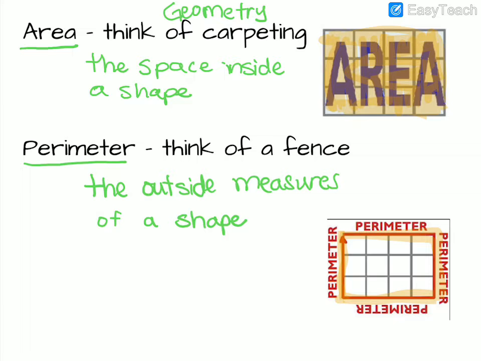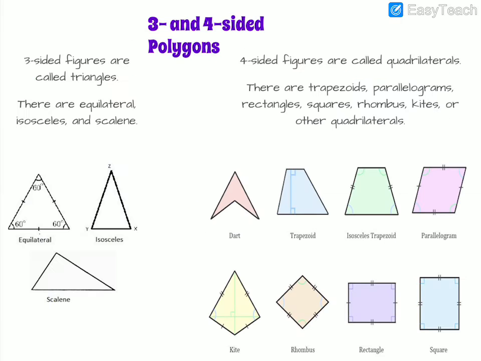And this should be a review for you from several grades ago. I think you started learning this kind of stuff in like 3rd grade. So we've got area and perimeter. You can pause the video, finish writing, and then play it when you're ready to go on to the next page. All right, so let's move on.